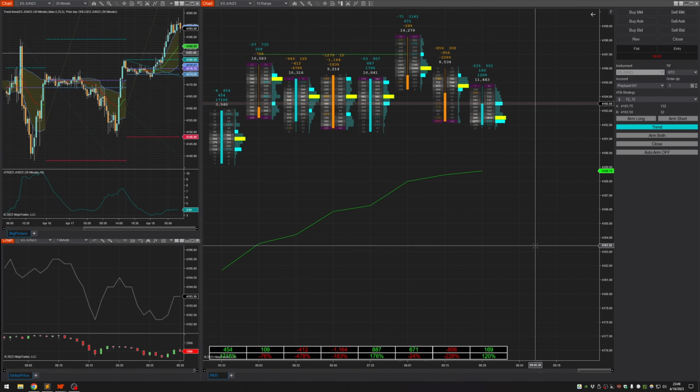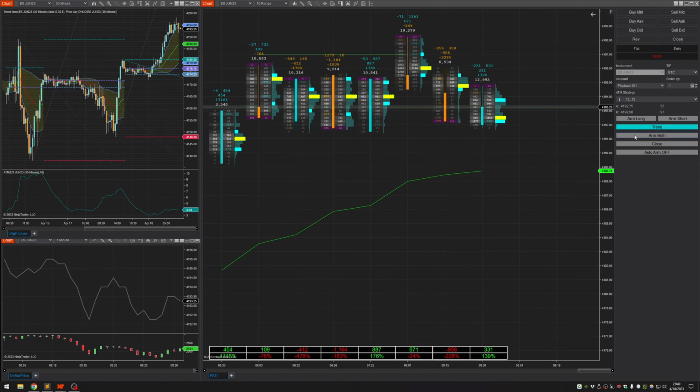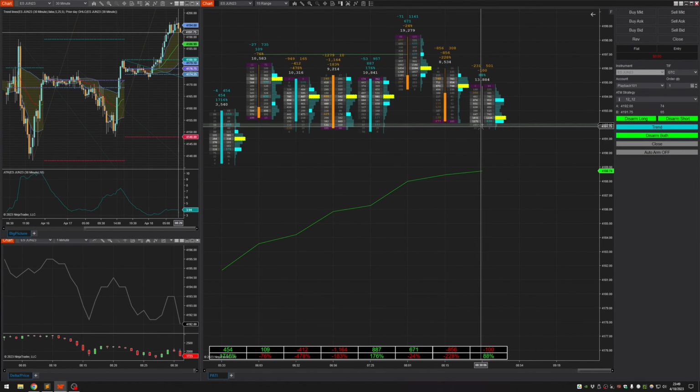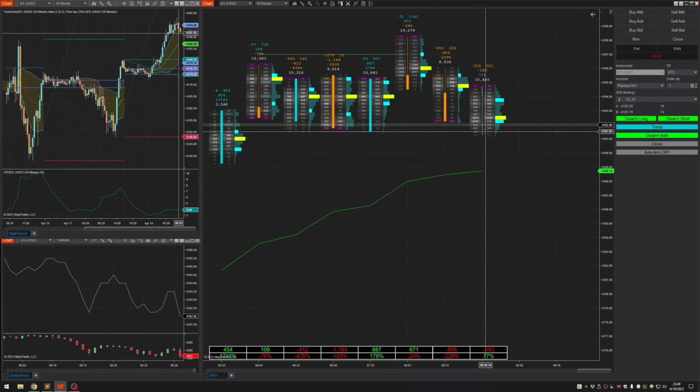It's 8:29. Market's about to open. Looks like it just opened. I think we'll be negative delta right here, so I feel good about being in trend mode.